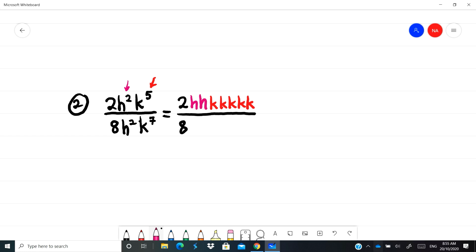So, H pula. Alright, so we'll have H square. So, H 2 kali. K ada 7. So, I'll just write this K7. K to the power of 7 ada 7 kali. So, now ada 5. Tambah 1, 2 lagi. Alright, so we'll have something like this.